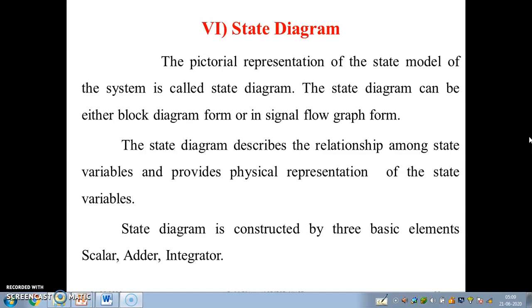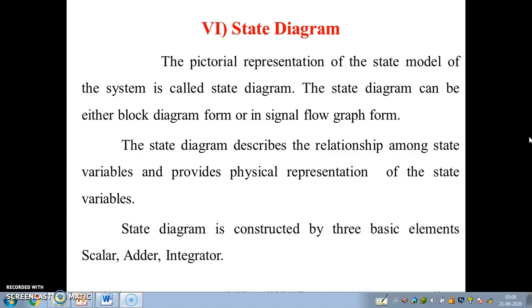Similarly, the state space representation can be represented by the state diagram. The pictorial representation of the state model of the system is called the state diagram. The state diagram can be either in block diagram form or signal flow graph form. It describes the relationship among the state variables and provides a physical representation of the state variables.